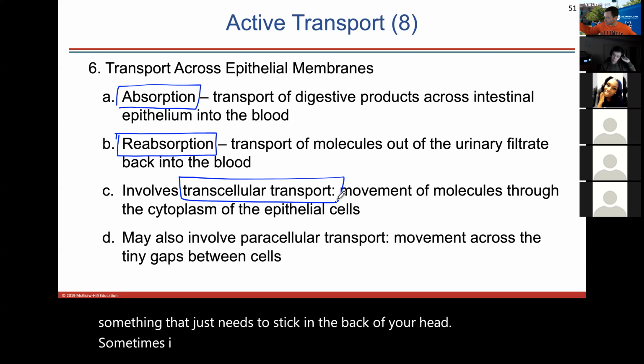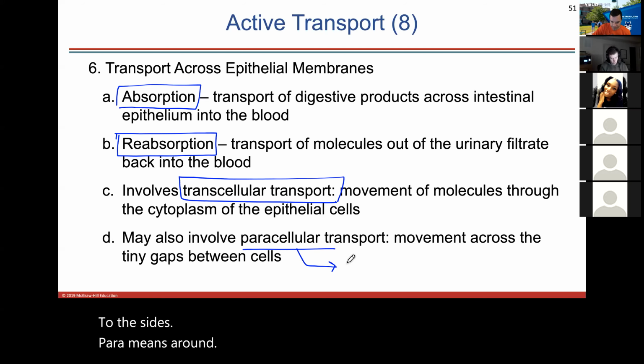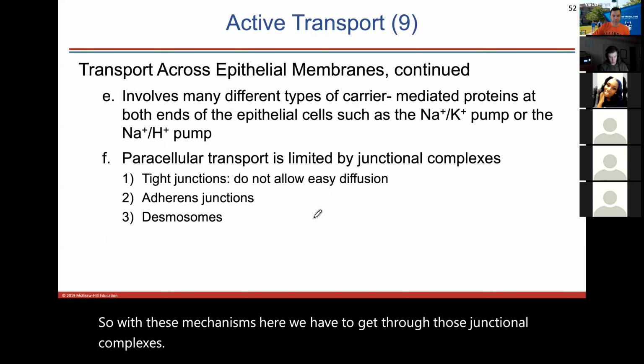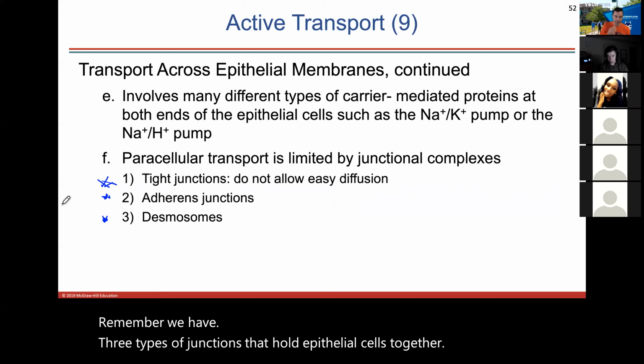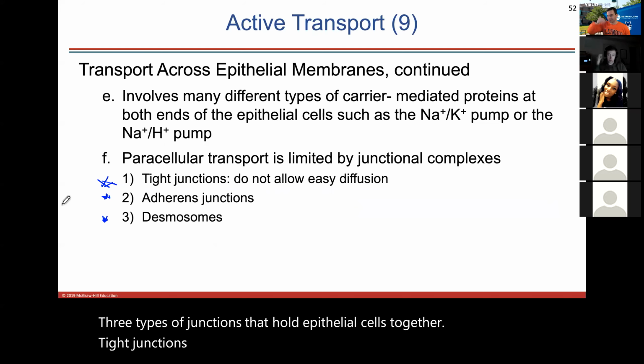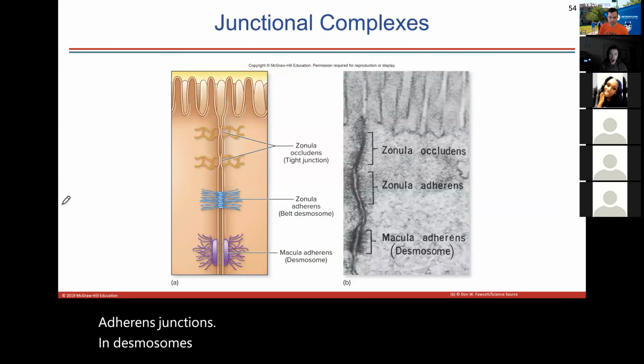Sometimes I need to move things to the sides. Para means around, side to side. With these mechanisms, we have to get through those junctional complexes. Remember, we have three types of junctions that hold epithelial cells together: tight junctions, very zipper-like, adherens junctions, and desmosomes.